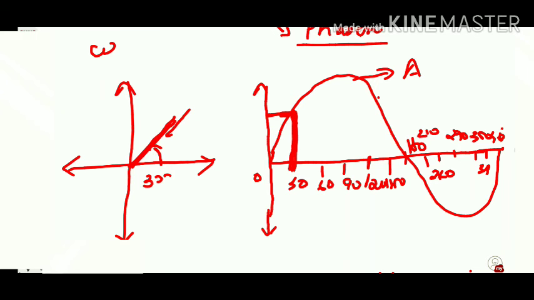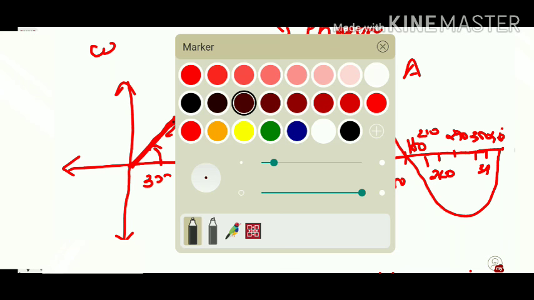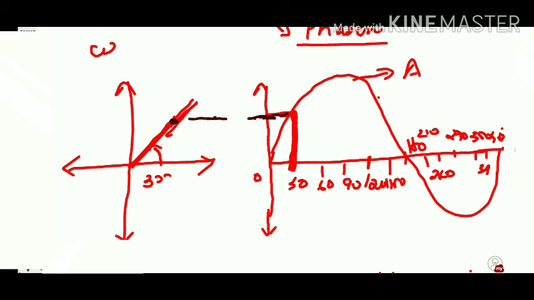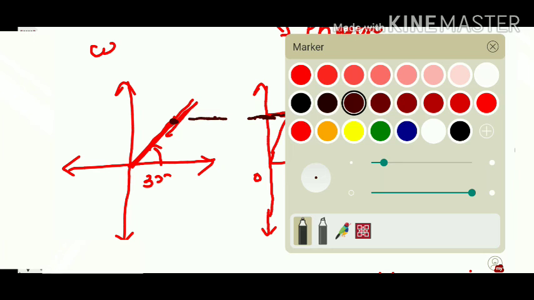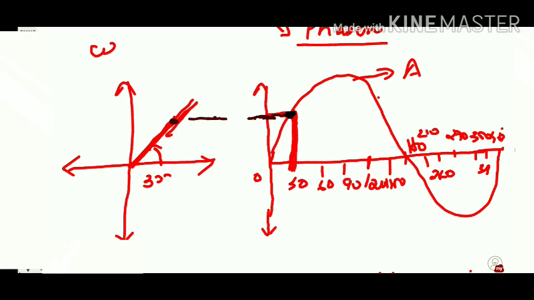Now extend this line like this, right? Now see, this is the corresponding amplitude for this point. I can say this is the point corresponding to this point. So now this is the vector for A. Clear? If you don't understand, I can draw this again.